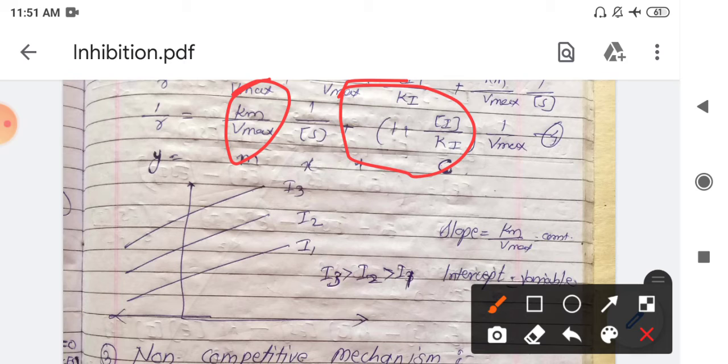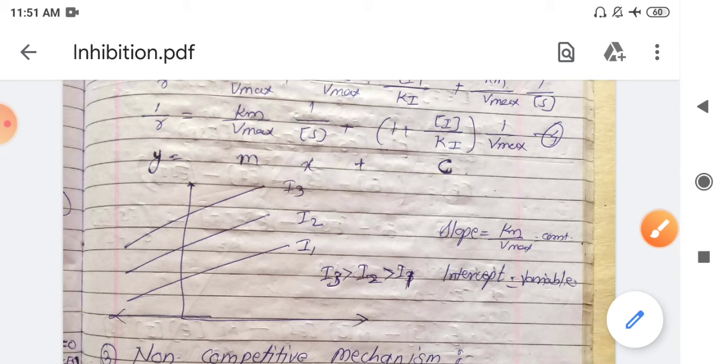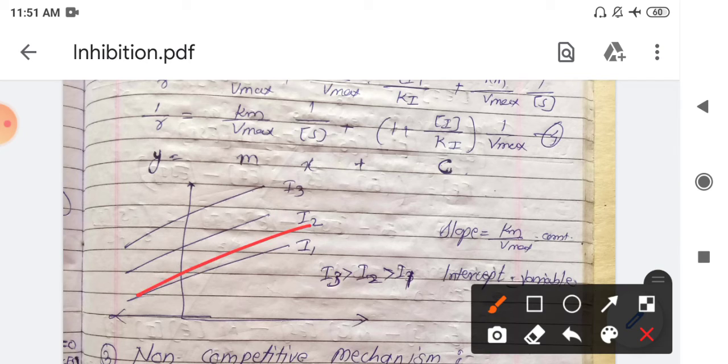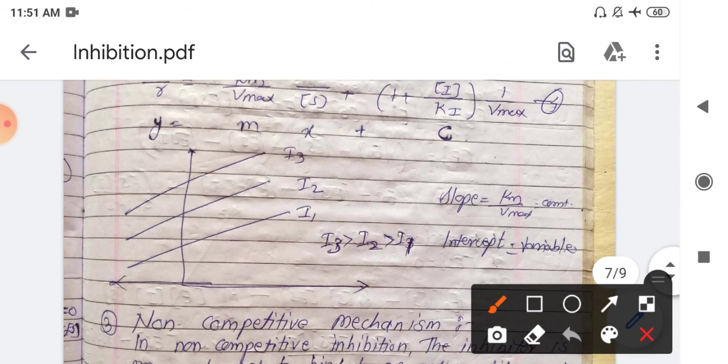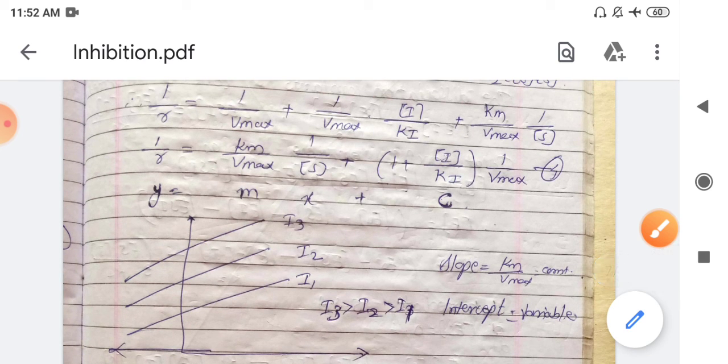Previously the y-intercept was 1 upon Vmax, but in this case we get the y-intercept as 1 plus I upon Ki, into 1 upon Vmax. So overall the y-intercept changes as the concentration of inhibitor changes, because it depends upon the inhibitor concentration. The slope of this equation is constant, so the graph will look like this, having a constant slope and a y-intercept that changes with the inhibitor concentration. So this is the uncompetitive mechanism.